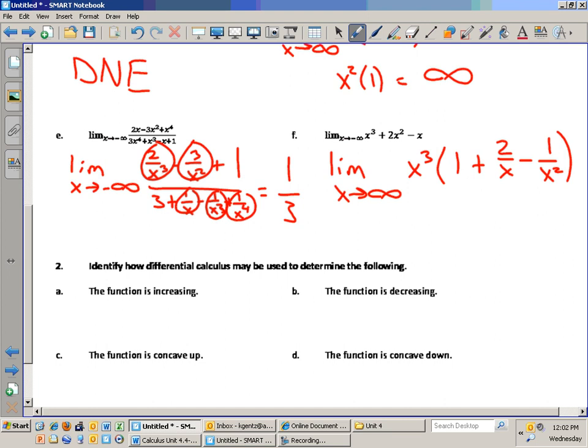What does this go to? 0. What does this go to? So you got x to the 3rd times 1, which is x to the 3rd. Now think about this, you guys. We're plugging in negative infinity. If you cube negative infinity, you get a negative. Okay?